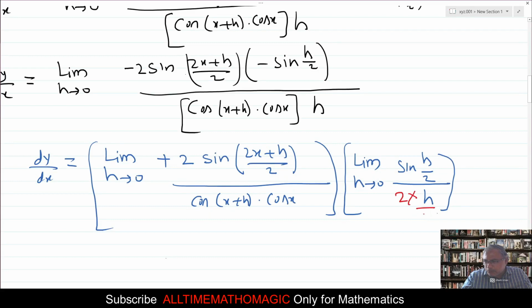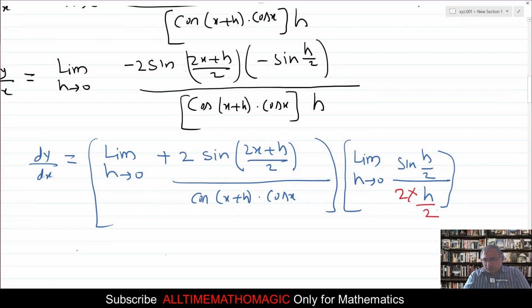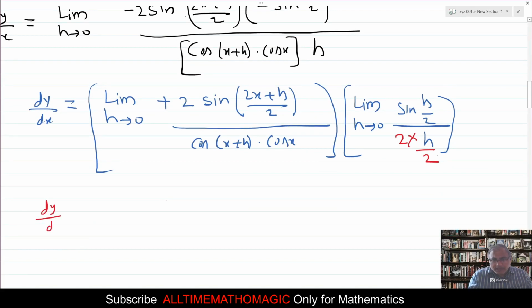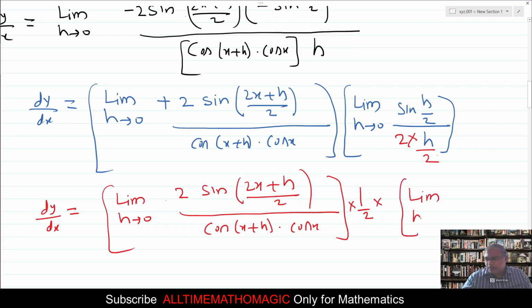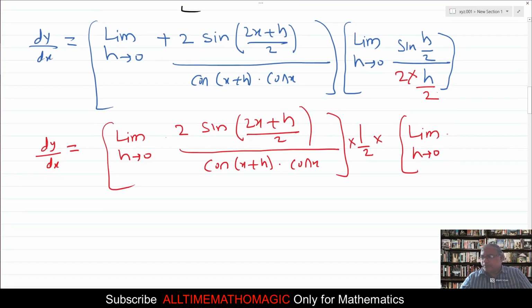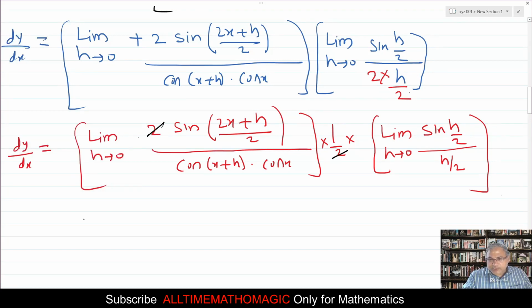Now multiplying and dividing by 2 here. So dy by dx equals limit h tending to 0 of 2 sin of (2x plus h) upon 2 divided by cos of x plus h into cos x, and here 1 by 2 is taken common, and here is limit h tending to 0 of sin h upon 2 divided by h by 2. These two and these two get cancelled.